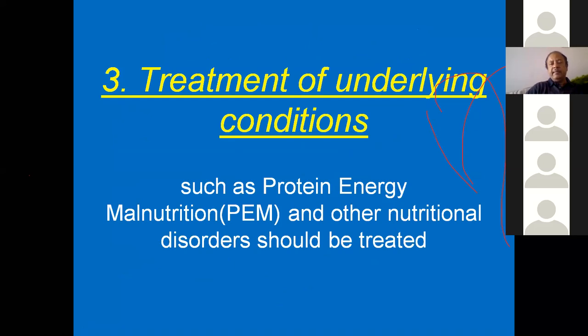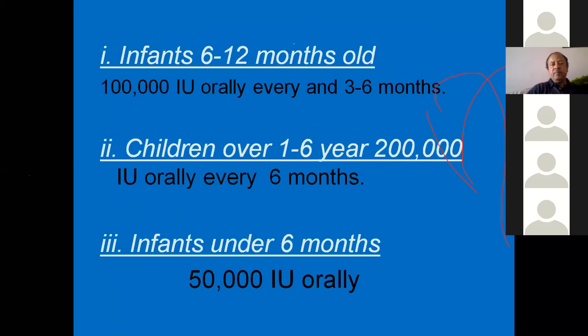Now, prophylaxis against xerophthalmia. In infants 6 to 12 months of age, 1 lakh international units orally every 3 to 6 months.